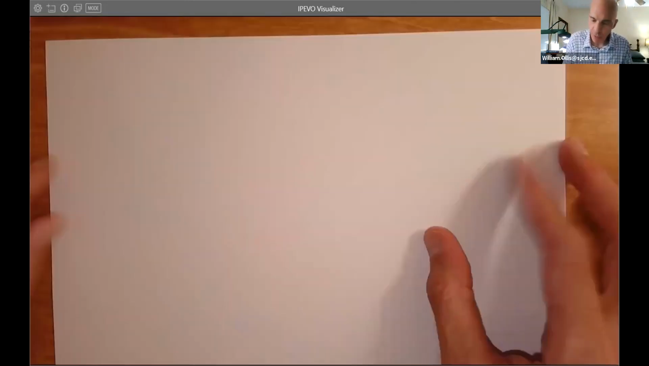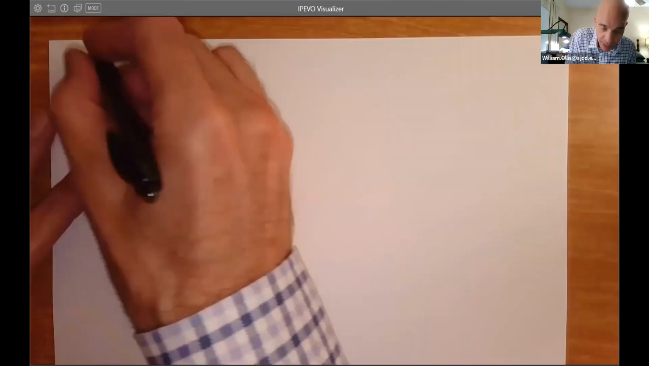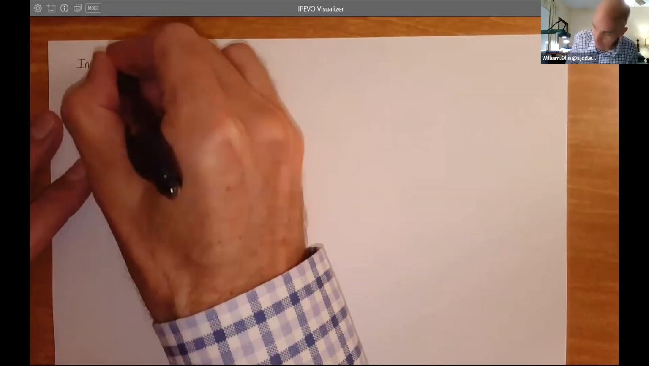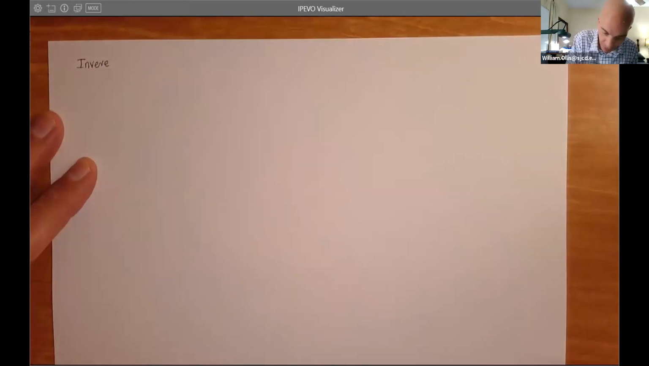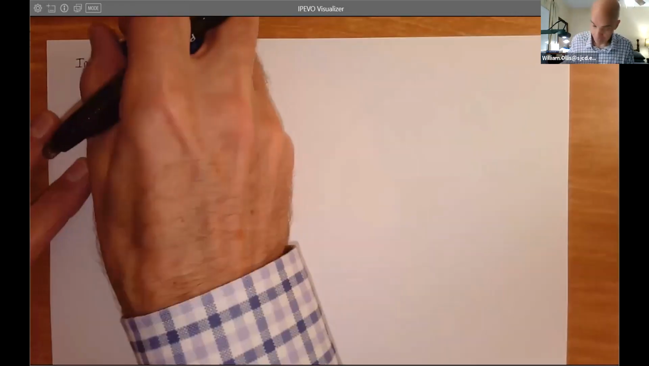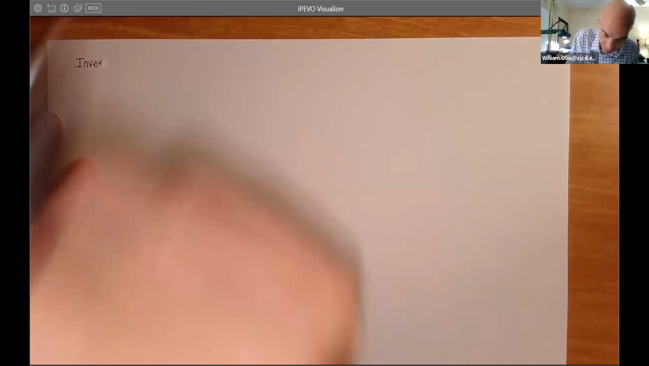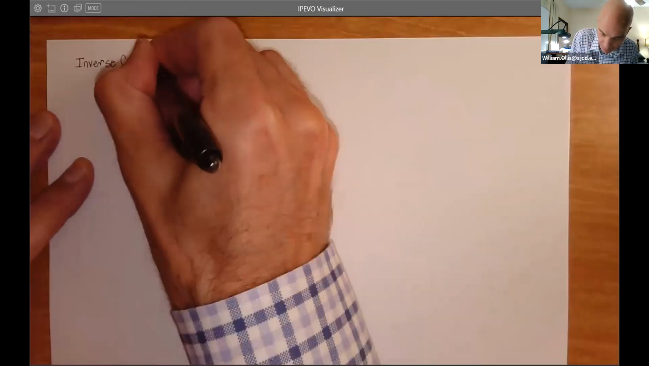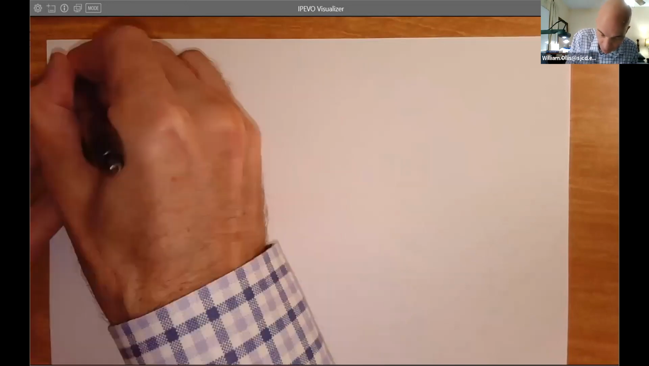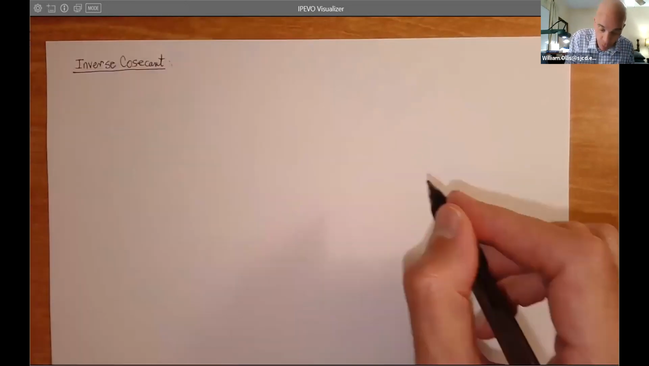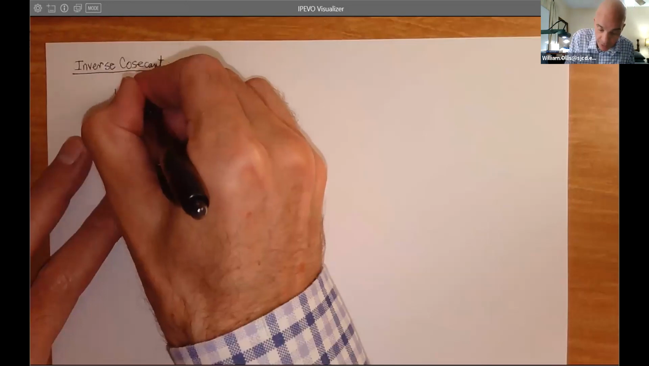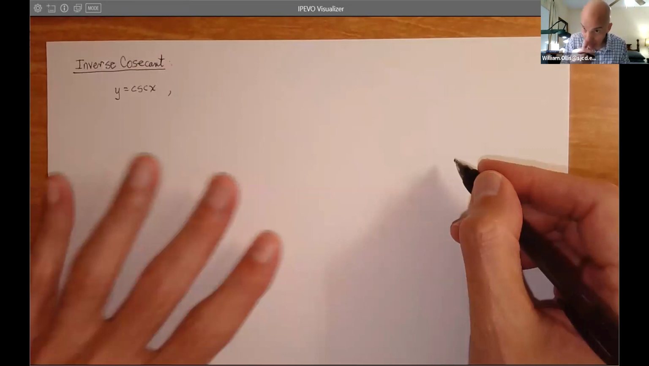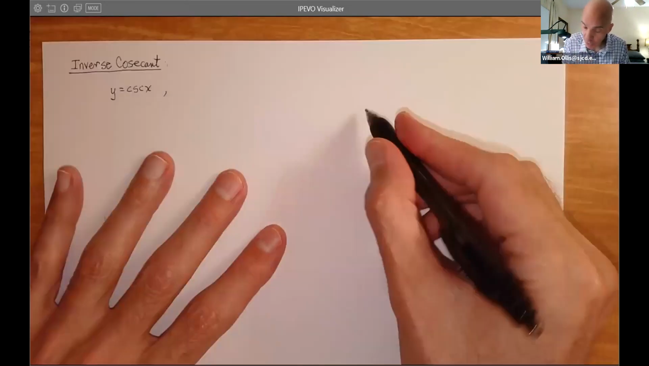Now, let's just remember what that is. Let me entitle this inverse cosecant. We want to spell that correctly. Inverse cosecant. Now, this will be y equals cosecant x. And before I let the cat out of the bag, let's go ahead and draw a restricted version of it.